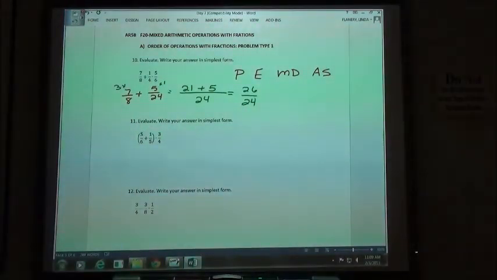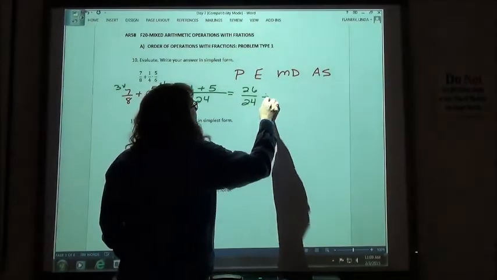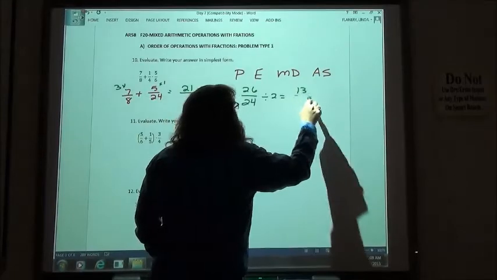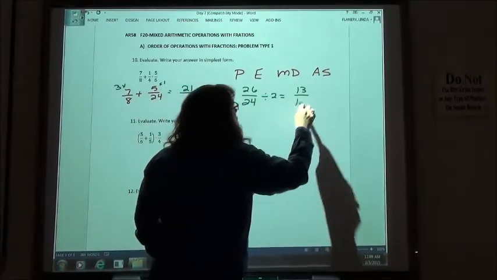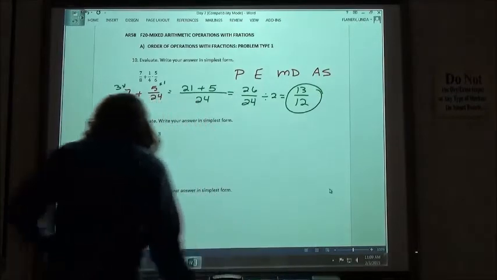Now in here it tells us to write our answer in simplest form. That doesn't necessarily mean they want the mixed number. It just means they want you to reduce this down. Since these are both even, I can divide by 2. Half of 26 is 13. Half of 24 is 12. So 13 twelfths would be my answer in simplest form.